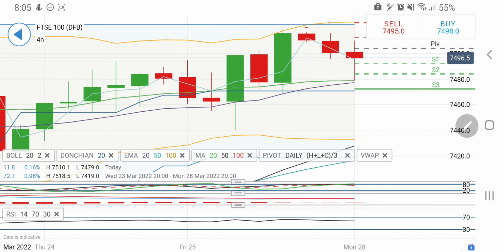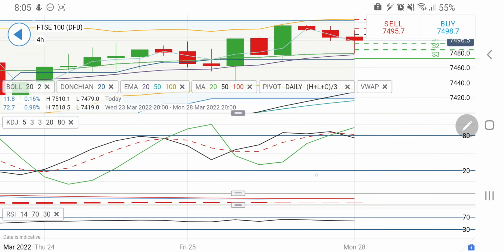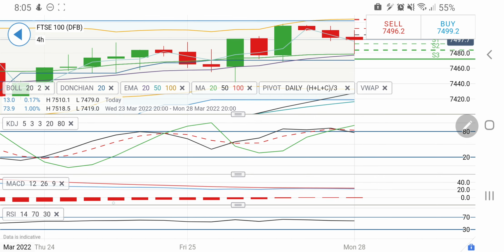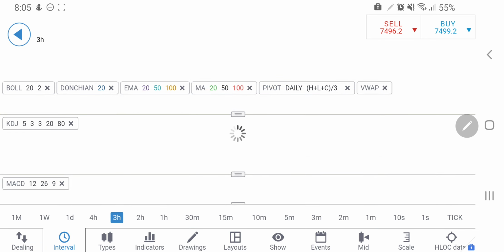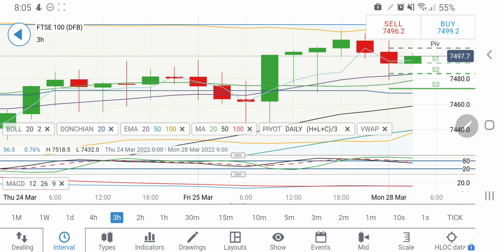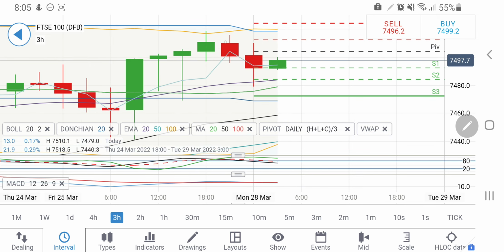If it remains below 7520, any rise is a good opportunity to short. There is a support at 7480. Don't trade between 7480 and 7520. And the stochastic on the 4-hour charts too is overbought. On the 3-hour charts, similarly, you can find any rise till 7520 is a good opportunity to short.